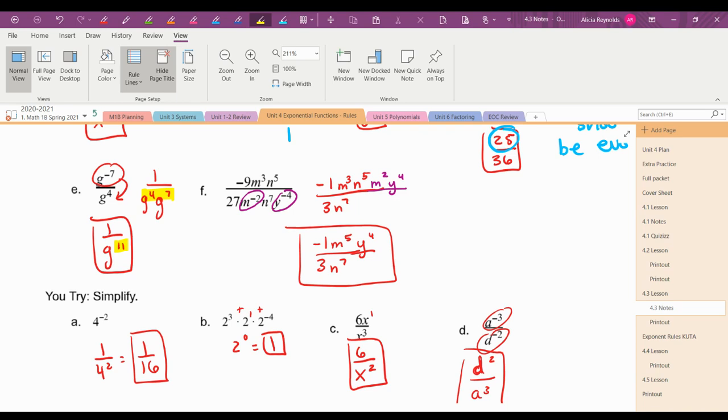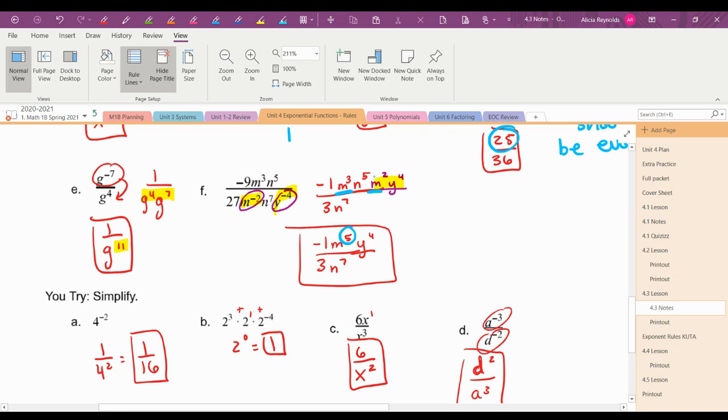Anytime I have more than one variable, we're going to look at all of those negative exponents and move them opposite of wherever they are. Here I have m to the negative 2, y to the negative 4. Those are going to move up top. I have negative 9 and 27, which simplifies to negative 1 over 3. Then I need to combine m's, because I have m cubed and m squared, which will give me m to the 5th.